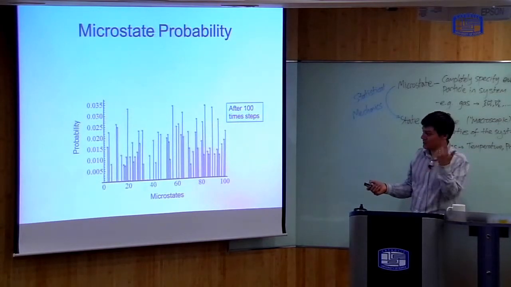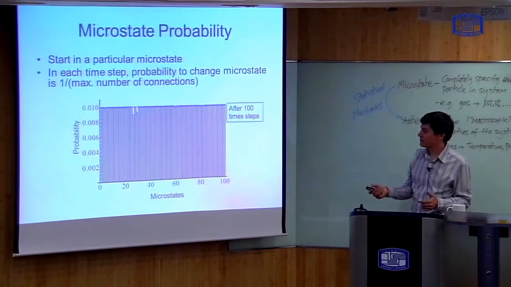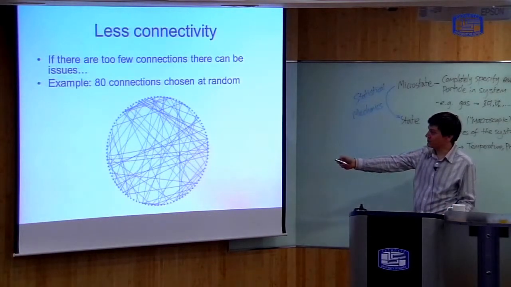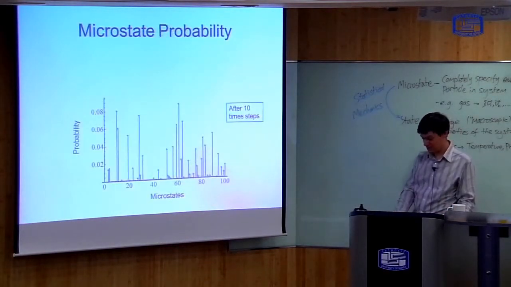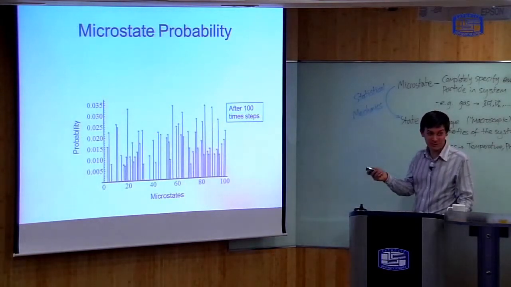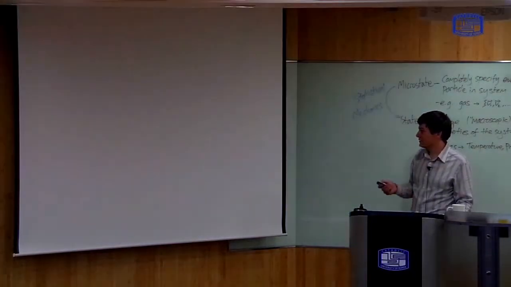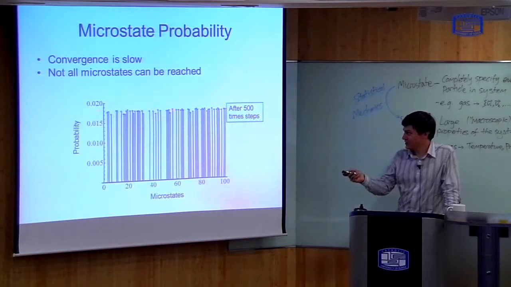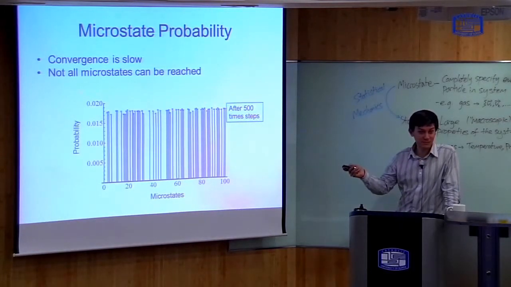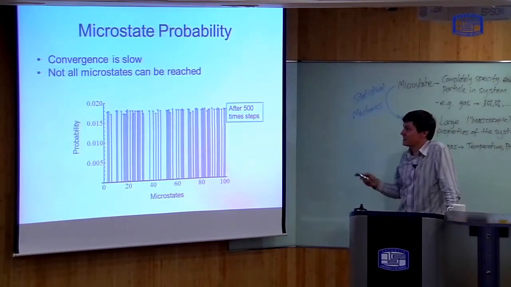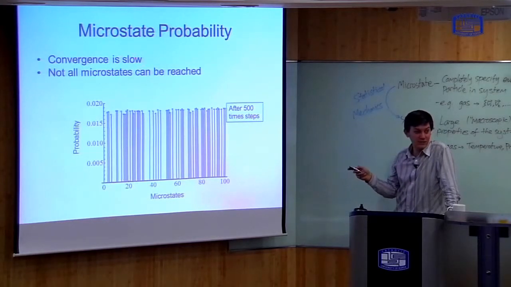So remember in the previous simulation, where there were 300 connections, after 100 time steps, it was virtually all the same. But if the number of connections is small, then after 100 time steps, there's still a big difference in probability. And after 200 still, it takes until about 500 time steps until I get roughly equal probability. So, if the number of connections or the type of connections is limited, then the convergence is slow. It takes a long time to get this equal probability of microstates.